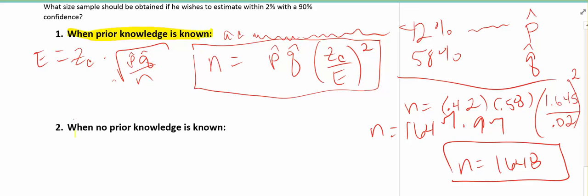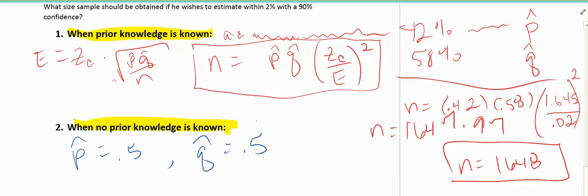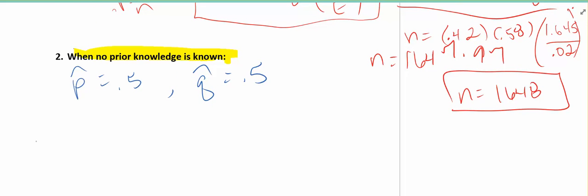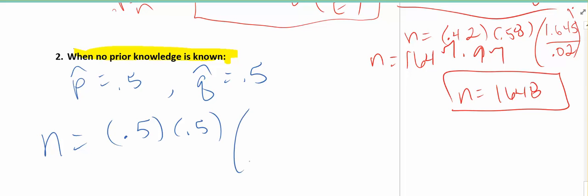All right, when there is no prior knowledge known, no matter what the situation is, you're going to use p hat as 0.5, which forces q hat to be 0.5. So when we do this, how does that change how many we need to sample? So we're going to do 0.5 times 0.5, still the same confidence level, still the same error. We're just changing that p hat and q hat.